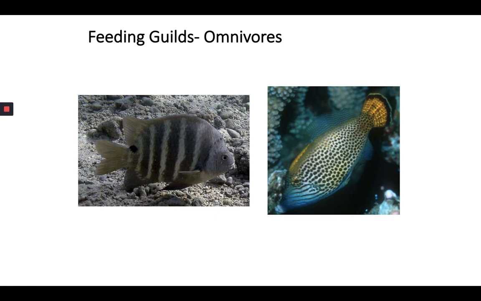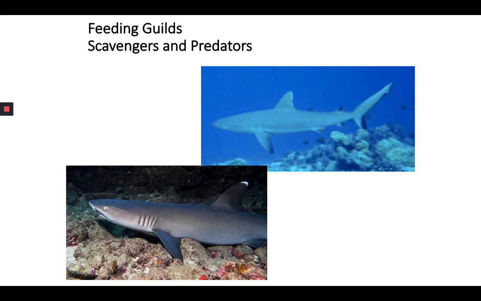Then we have omnivores, which will eat a little bit of everything. They'll eat some plants, they'll eat some animals, they'll eat some invertebrates. And then scavengers and predators.